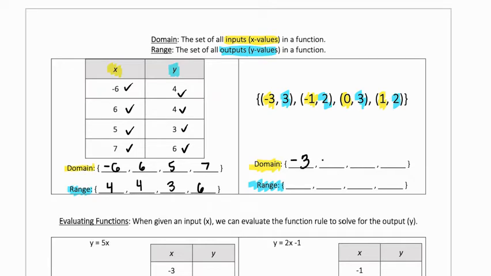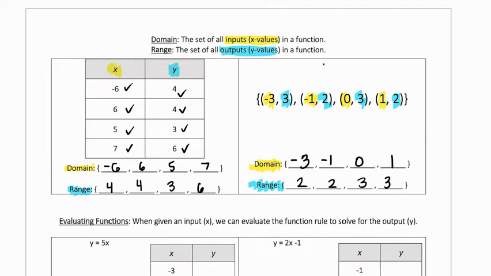So -3, -1, 0, and 1. And for our range, notice I have 3, 2, 3, and 2. So just to put them from least to greatest this time, I'm going to put 2, 2, 3, 3. Again, it doesn't matter if it's in least to greatest, we'll accept it either way.